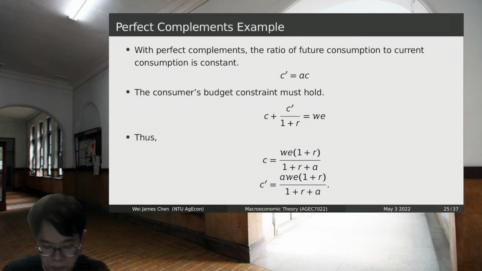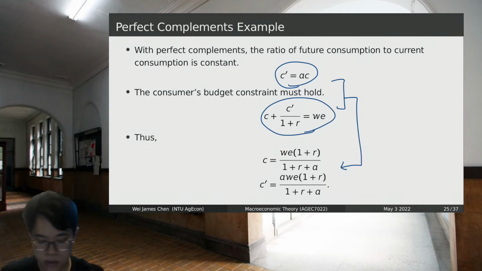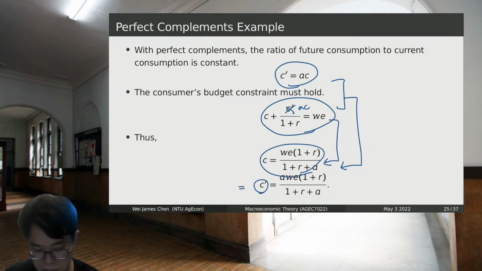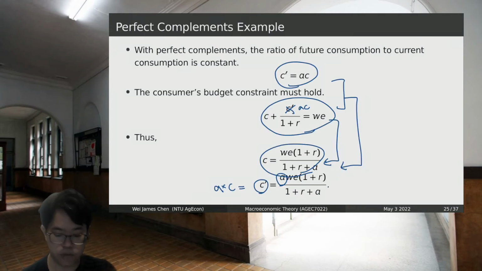Then the consumer's budget constraint must hold this. So we know exactly that this and this must both hold. These two lead to C being the wealth times 1 plus R divided by 1 plus R plus A, and C plus is A times that. You simply put AC here and solve for C, you will get this. And C plus is A times C. So the only difference is there's an A here. And graphically, it looks like this. Ideally, this is how you can solve a very simple example.